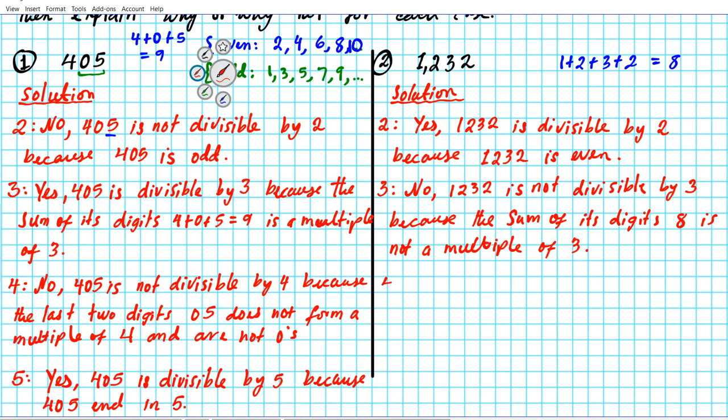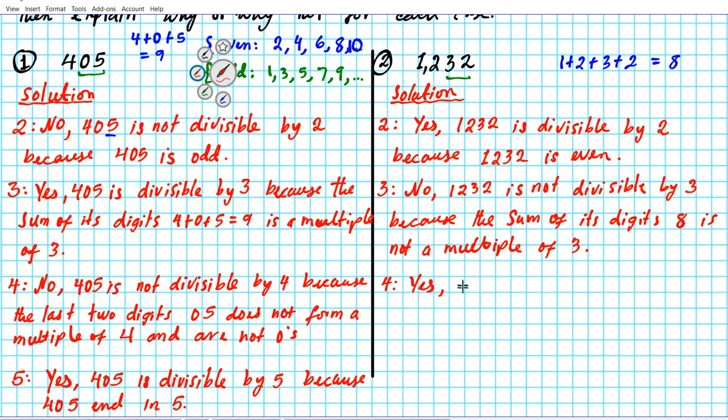How about 4? Is 1232 divisible by 4? Well, we just need to look at the last two digits. The last two digits are 32. Is 32 in the multiplication chart for 4? Is 32 a multiple of 4? 4 times 8 is 32. So it certainly is. So what's our answer going to be here? The answer is yes.